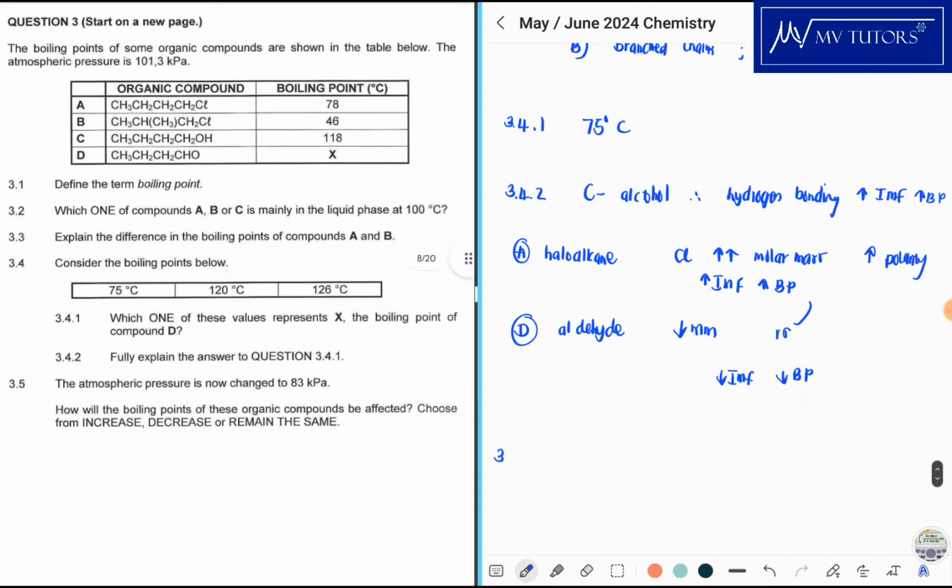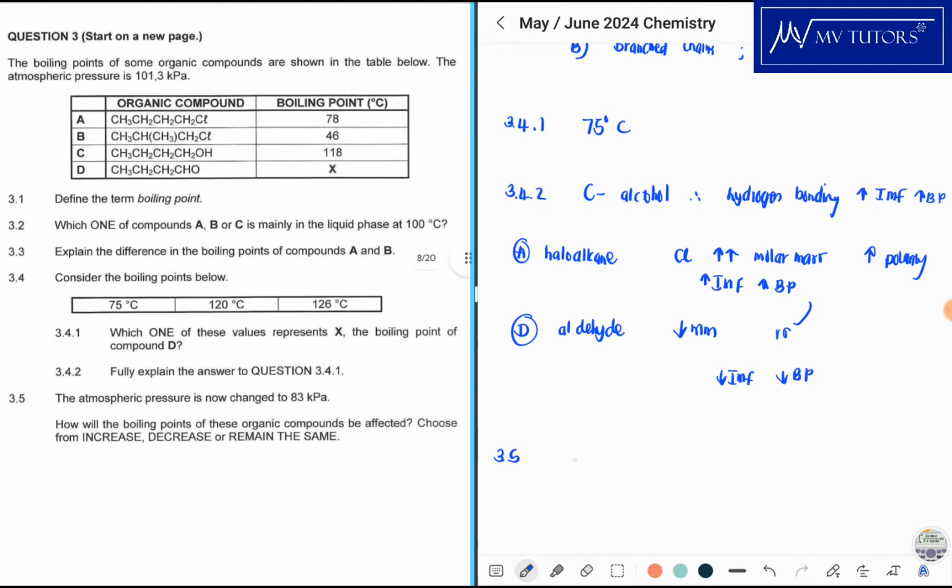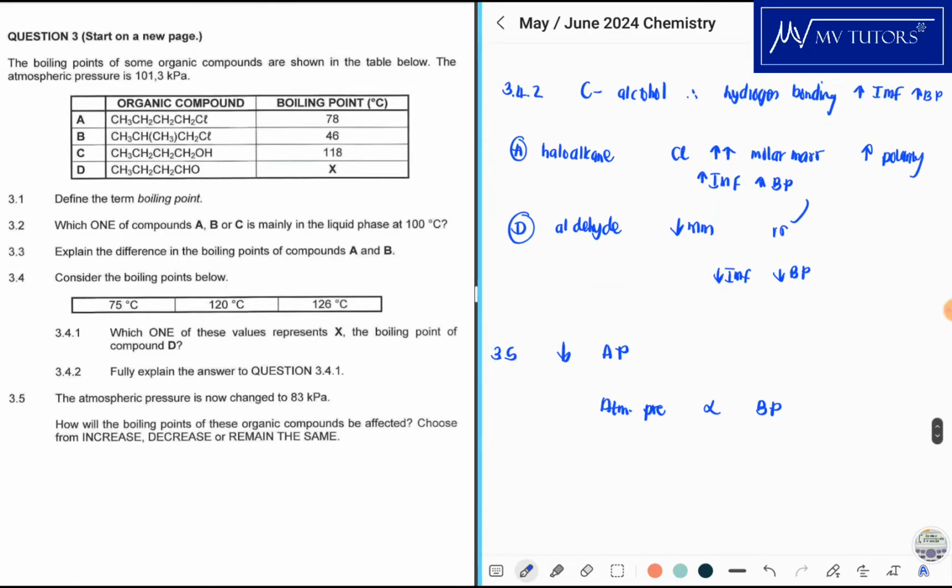And then lastly, 3.5, the atmospheric pressure is now changed to 83. So we went from 101,3 to 83. So basically the atmospheric pressure decreased. How will the boiling points of these organic compounds be affected? Atmospheric pressure is actually directly proportional to boiling point. So if it decreases, then the boiling point will decrease because the pressure is not so much anymore.